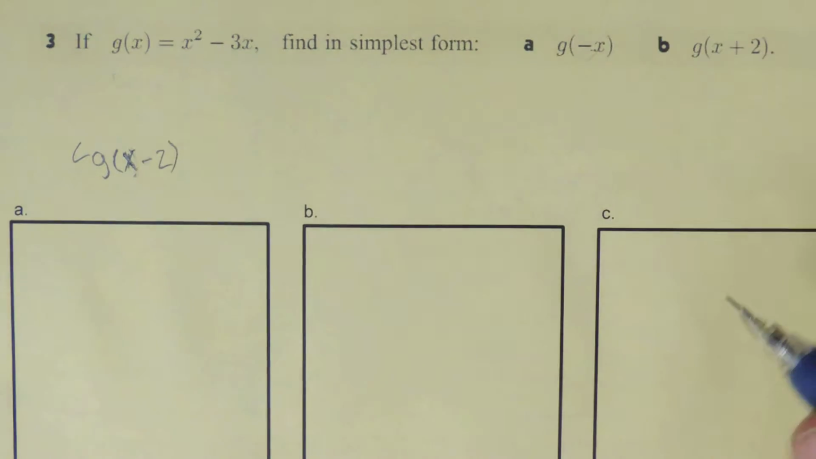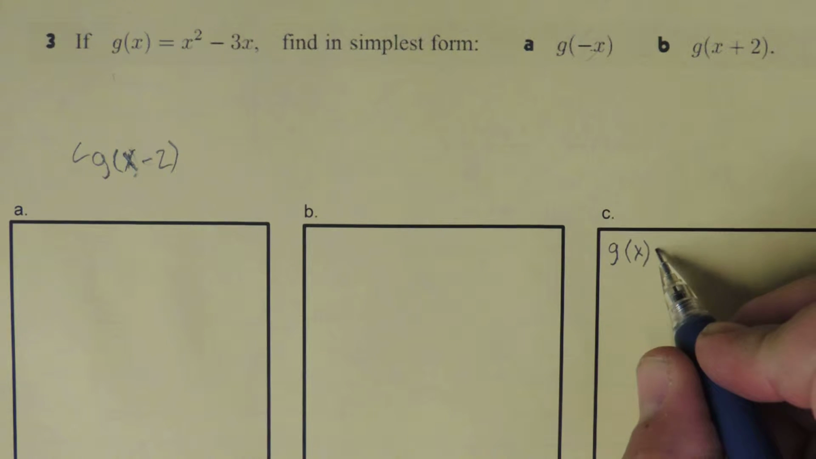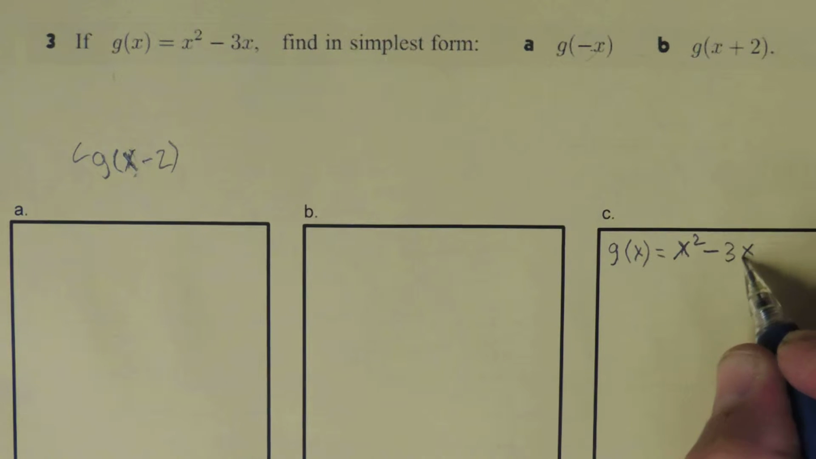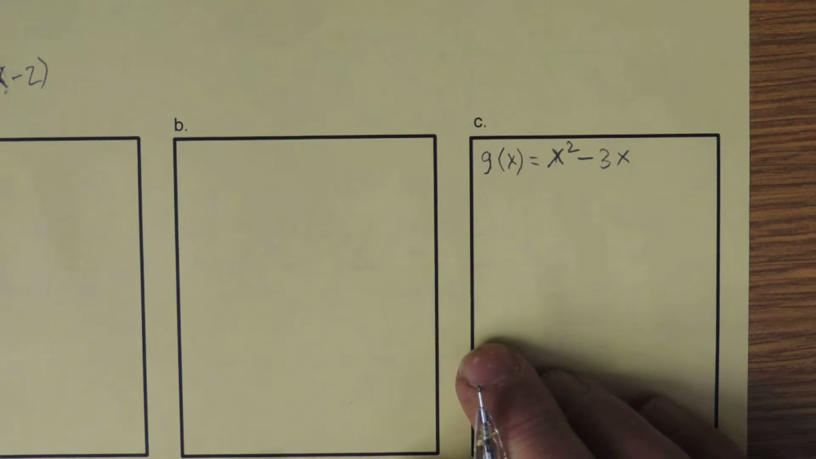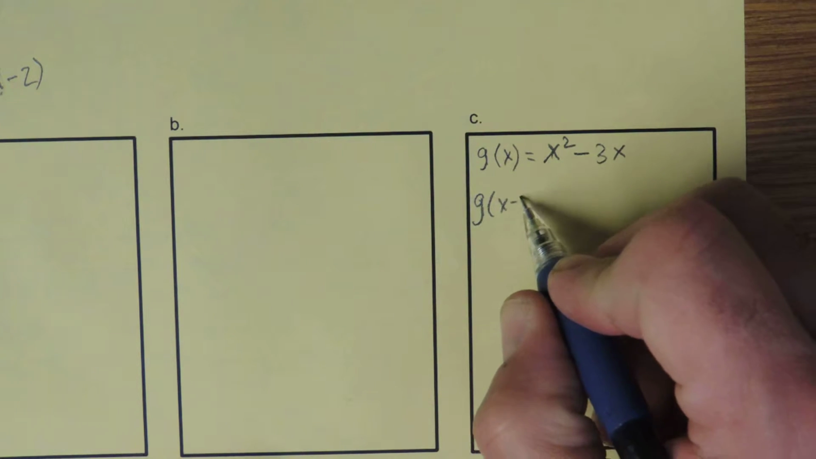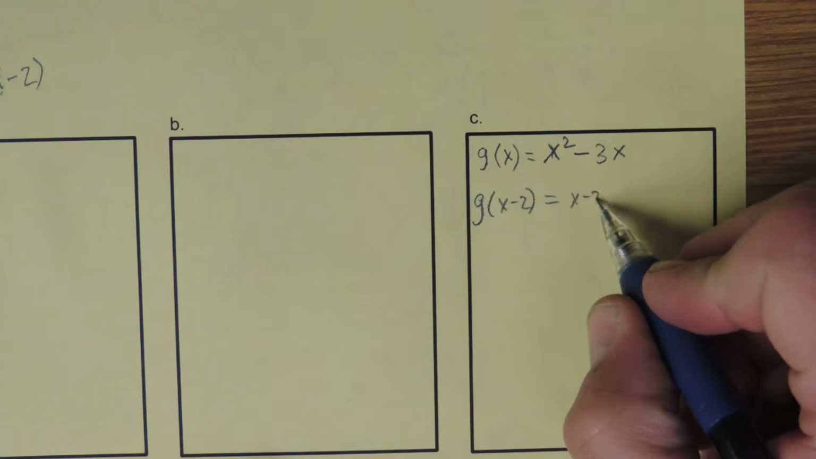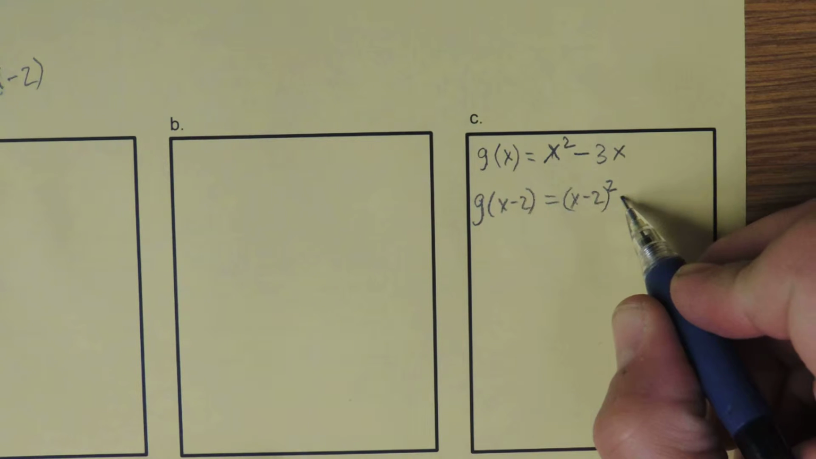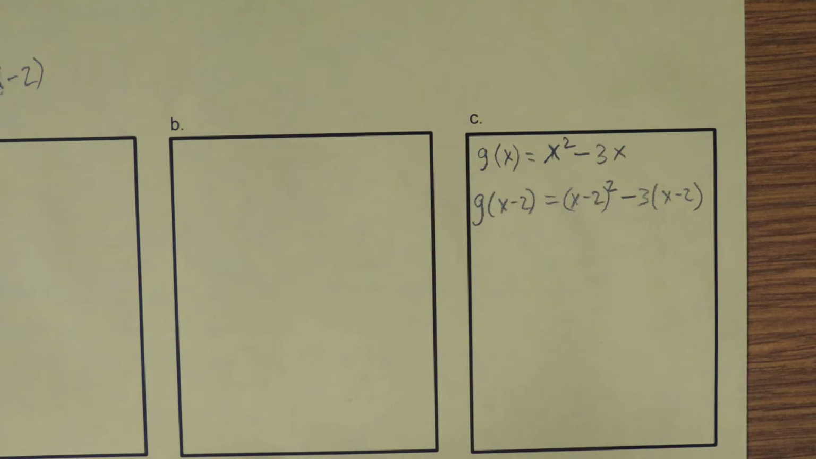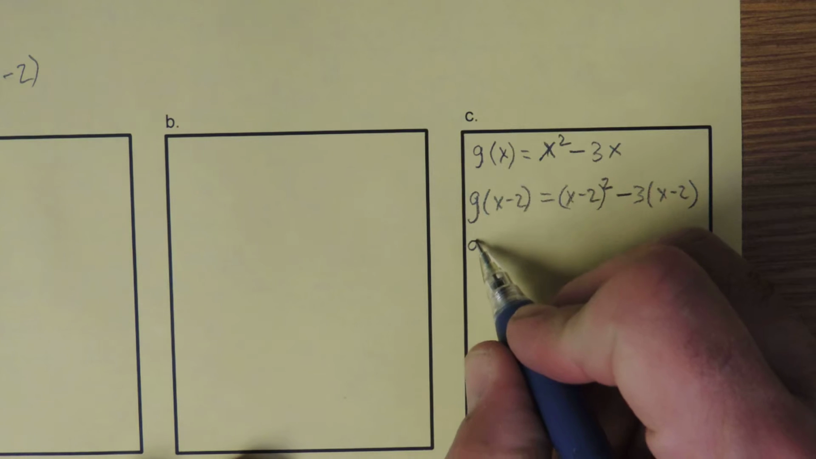So I will take my original function, g of x equals x squared minus 3x, and I will plug in x minus 2. So x minus 2 squared minus 3 times x minus 2. That's the simple part. I've plugged it in. Now I have to evaluate it.